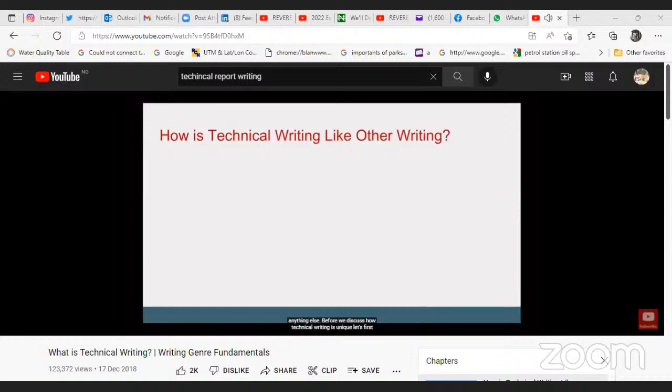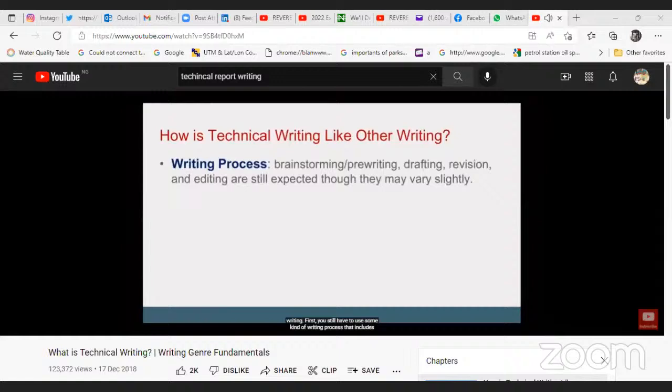Before we discuss how technical writing is unique, let's first talk about the similarities between technical writing and other types of writing. First, you still have to use some kind of writing process that includes brainstorming or pre-writing, drafting, revision, and editing. Though the process may look a bit different from other types of writing, it's still important that you do not simply turn in or publish writing that you have simply drafted with minimal effort. The writing will still take time and effort. Even though it may be shorter than other writing, it may actually take longer to know exactly what information is essential to include and what information is essential to leave out. Every word must count in technical writing.